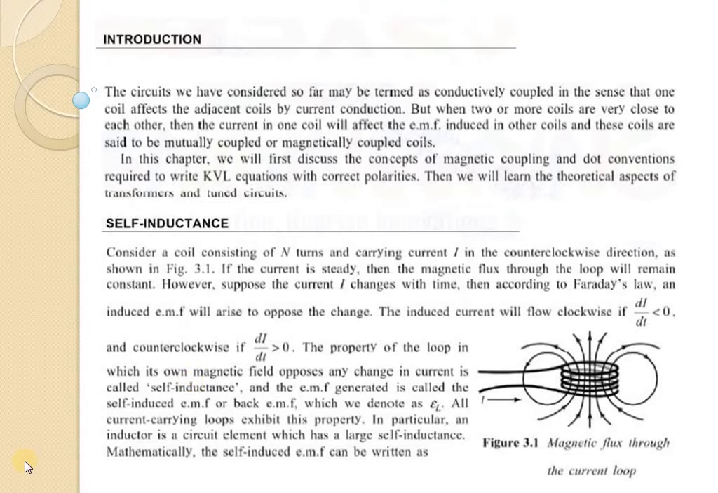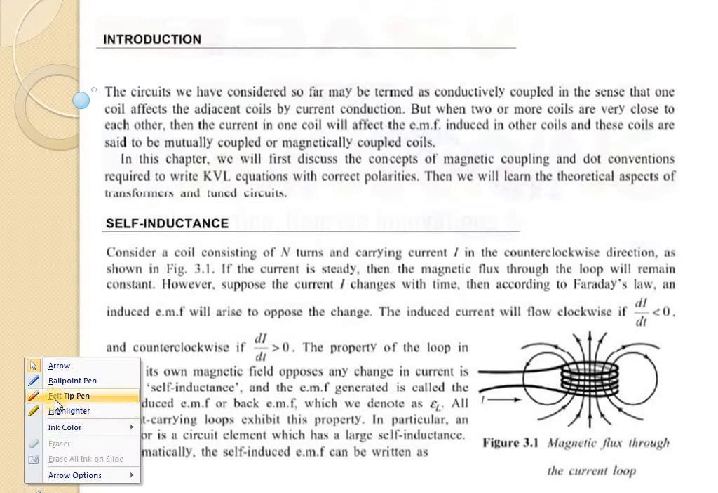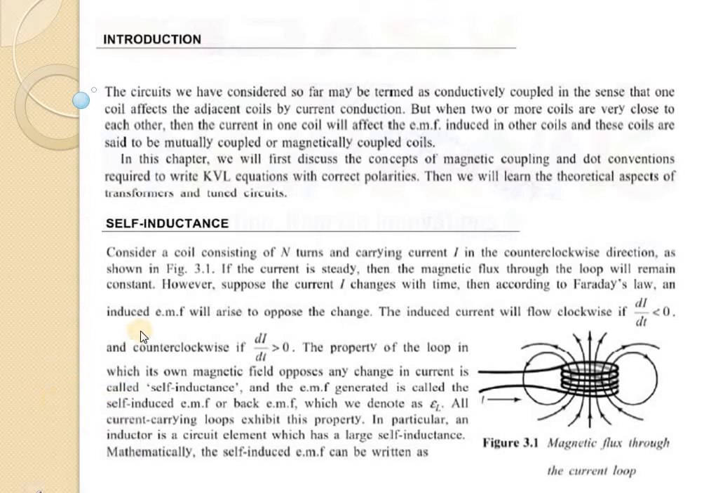In this chapter, we will first discuss the concept of magnetic coupling and the conventions required to write circuit equations with dot polarities. Then we will learn the theoretical aspects of transformers and field circuits. That means, what is basically magnetic coupling?